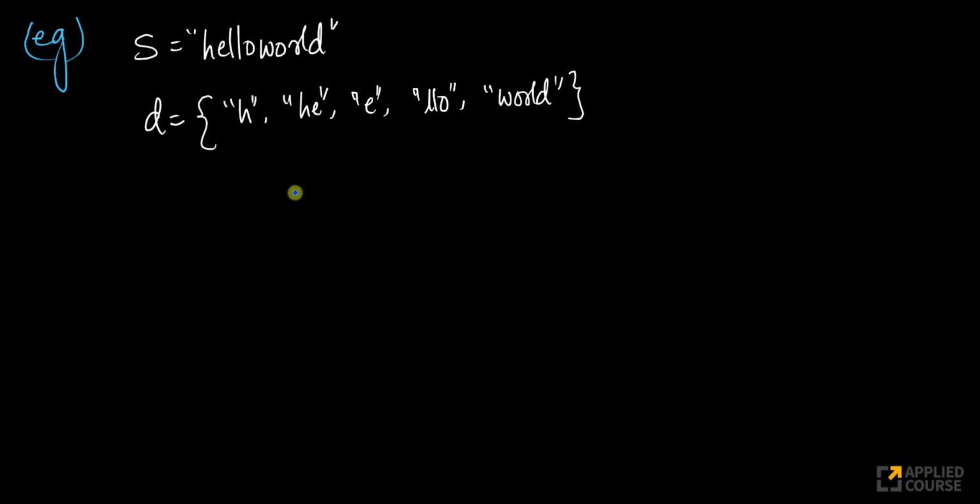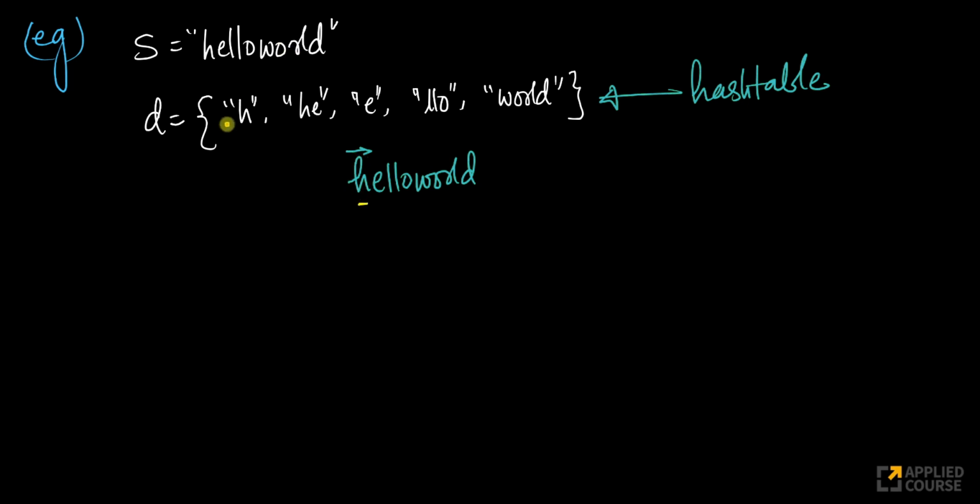Now to solve this problem, how do we solve this? Let's assume I start with hello world. One strategy that I can employ, because remember that this is a hash table, which means I can search very quickly, is we'll start from the left side. I'll just take the first character here, H. I'll search in this. Is H present in this dictionary? I can search it in order of one time.